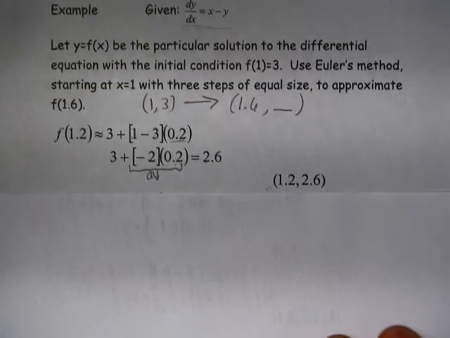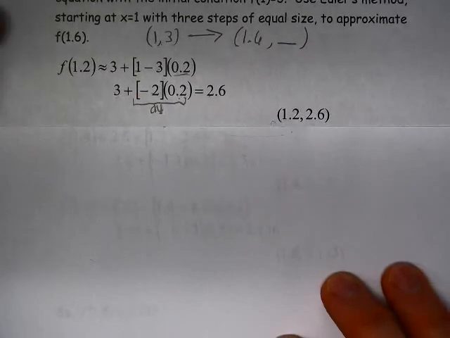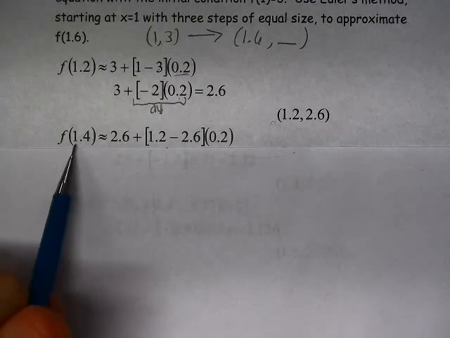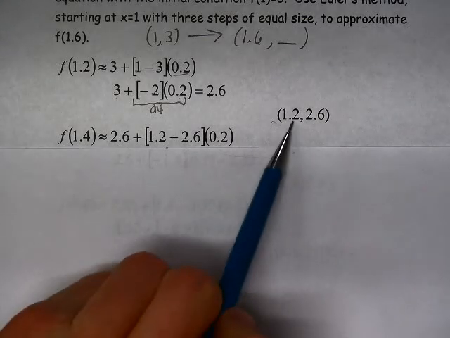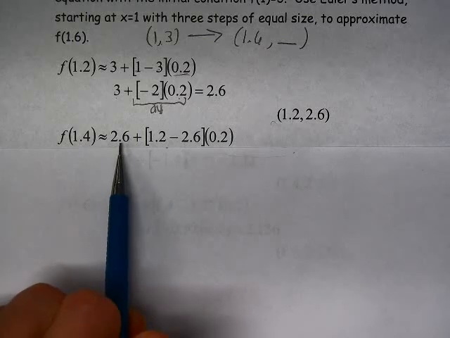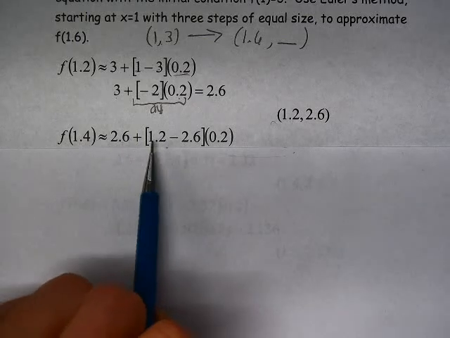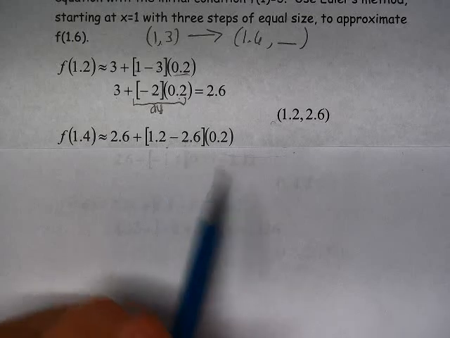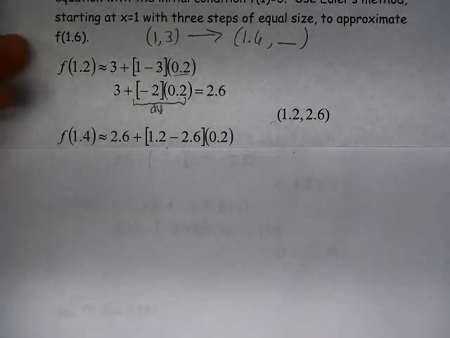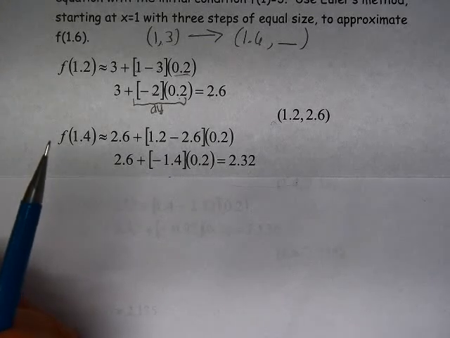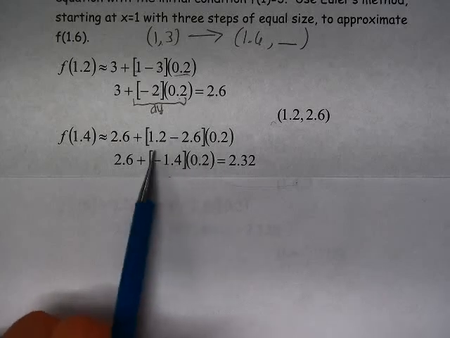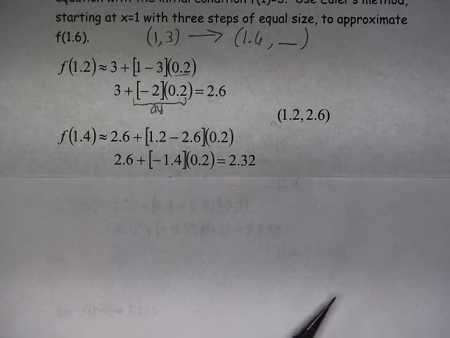So we repeat that process. We have our x value is 1.2, our y value is 2.6. So to estimate f of 1.4, we start at (1.2, 2.6), and we do the same process. Our current y value is 2.6. x minus y is 1.2 minus 2.6, and our dx is 0.2. So we get 2.6 plus negative 1.4 times 0.2. We do some arithmetic here and add the 2.6.